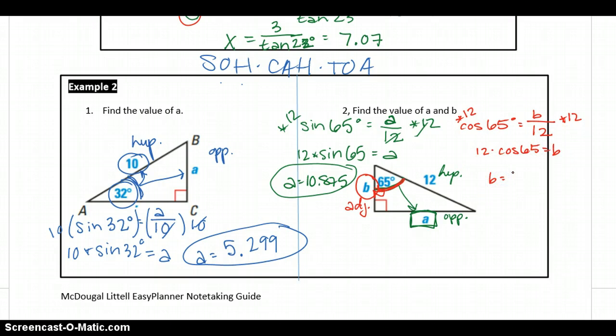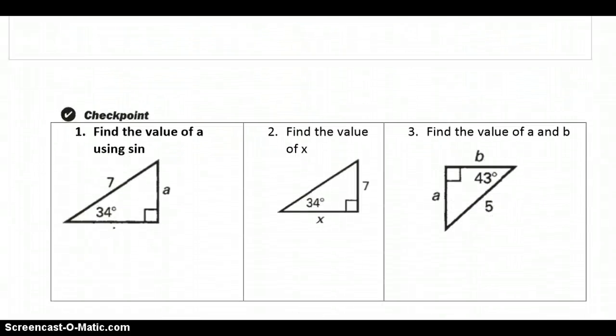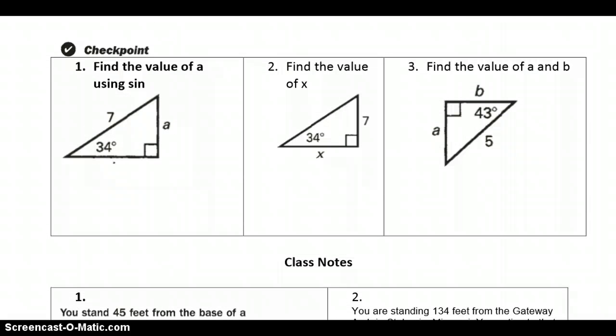Plug this into your calculators, and you should get the decimal 5.07 for B. Again, if you're having trouble plugging this into your calculators and getting these same answers, you need to let us know. Alright, you are responsible for checkpoints numbers 1 through 3 on the next page.